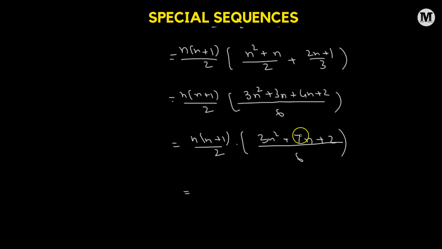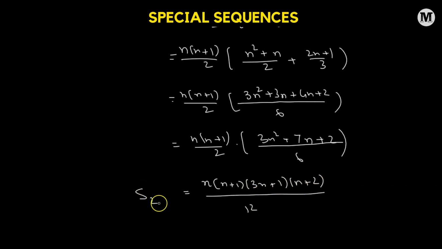Furthermore, we can factorize 3n squared plus 7n plus 2. So we will get n times (n plus 1) multiplied by (3n plus 1) multiplied by (n plus 2) whole divided by 12. So this is the sum S2.